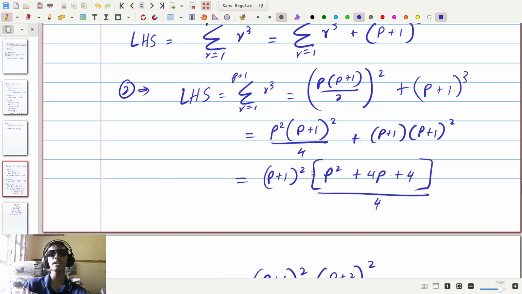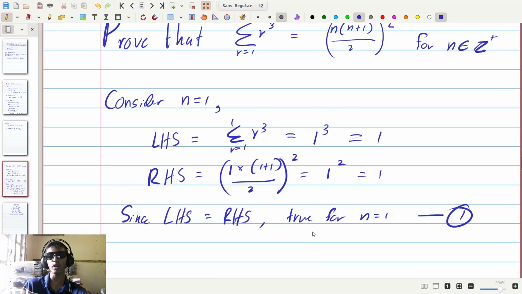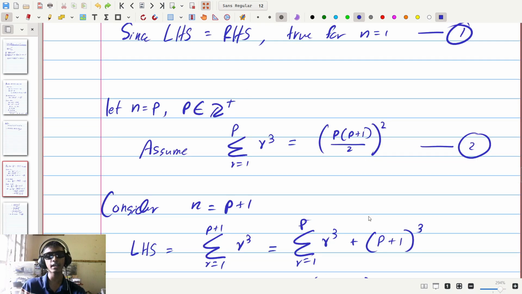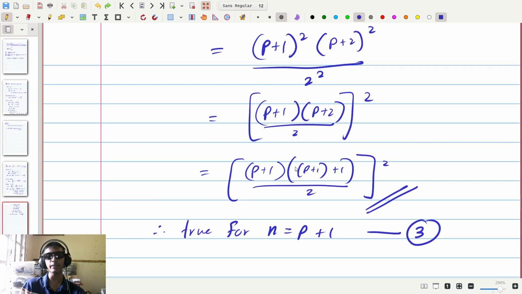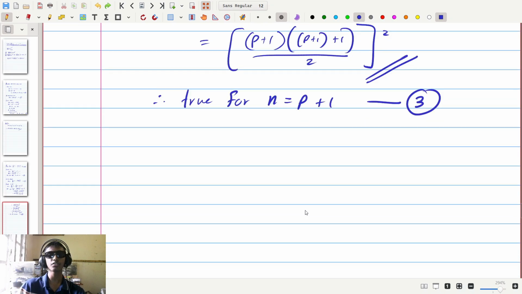And now we have shown our base case of n equals 1, and we've also shown that if it's true for n equals p, it's true for the next value, which is n equals p plus 1. Using this, I can now write that from 1 and 3, and I'm going to write some kind of statement here. I'm not going to write it here, but you will have to write it in your exam.